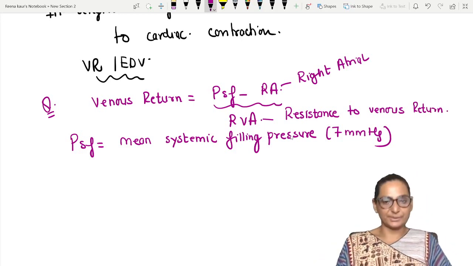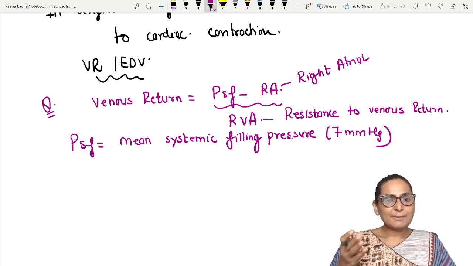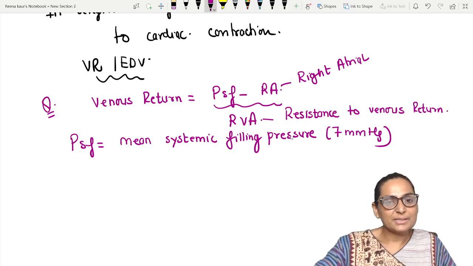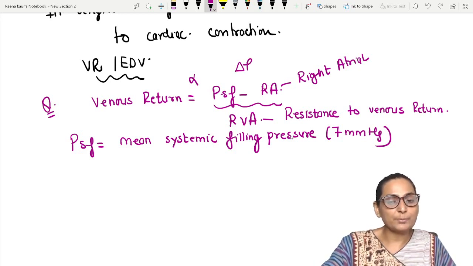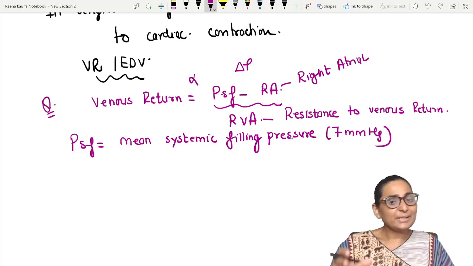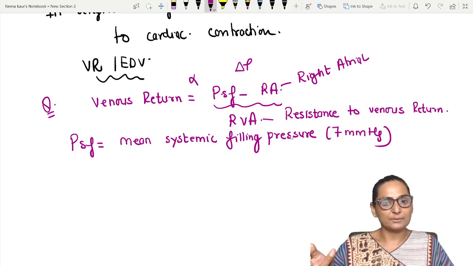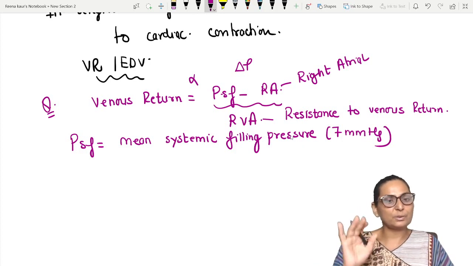Resistance to venous return. इसका मतलब आपको दिख रहा है कि venous return is directly proportional to this pressure delta P, PSF minus RA, and inversely proportional to resistance. So in any condition when there is an increase in the resistance to the venous return, what will happen? The venous return will decrease.